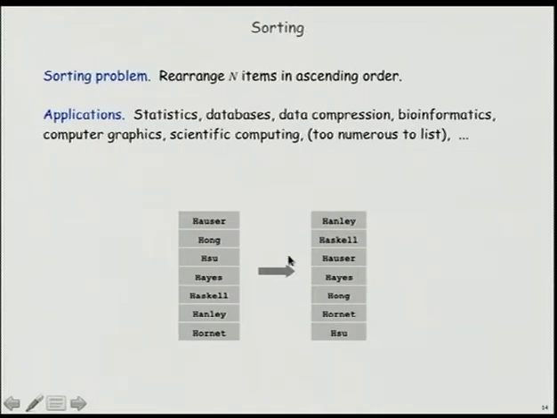And there's an example of how we do sorting. There I have a list of names: Hauser, Hong, Husu, Hayes, Haskell, Hanley, and Hornet. Then I have a list over there where they are sorted in alphabetical order, so lexicographically sorted. This is the kind of problem that we want to tackle. We want to do sorting. Now there are numerous sorting algorithms out there, and while it's probably possible to discuss all of them, I'm not going to discuss all of them in class.